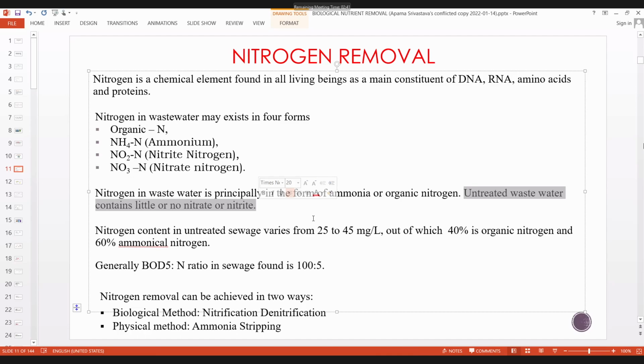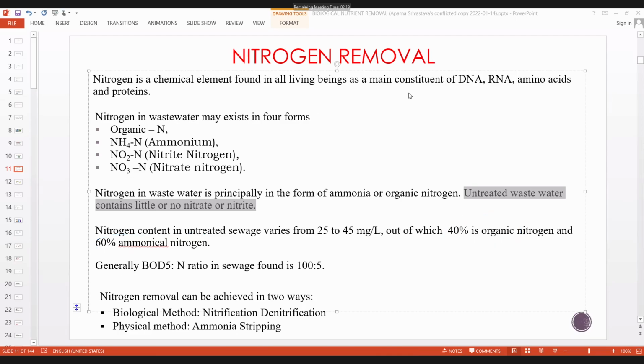And again, when I'm talking about percentage, we already discussed that it is approximately more than 50%, so it is 60%, less than 50%, so it is 40%. So their contribution is in between this, more or less 40 to 50 milligram per liter. This is a very important line here.